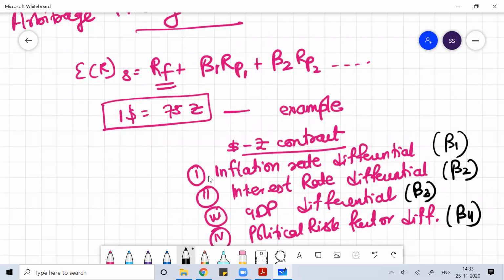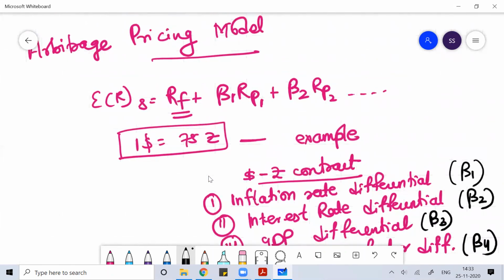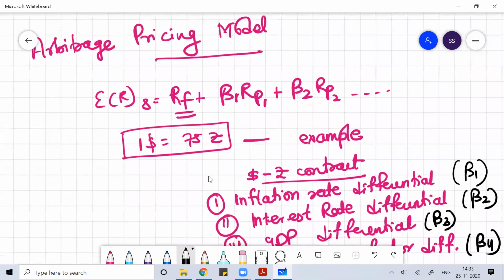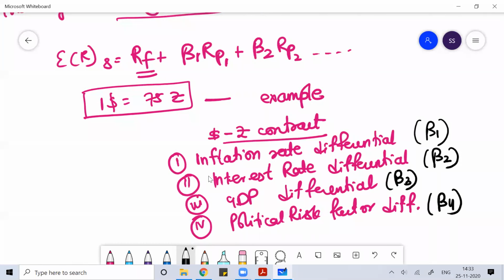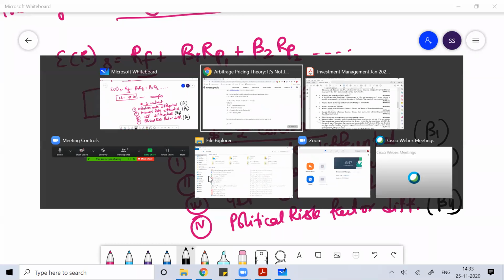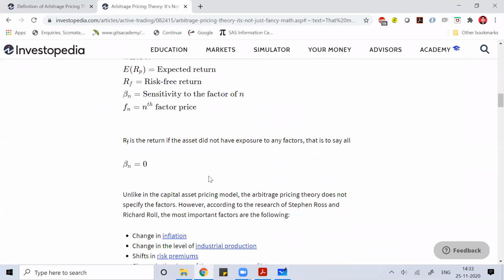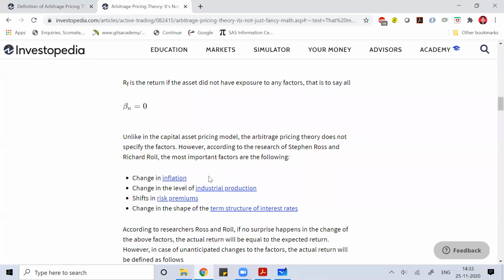So here we need to understand that the arbitrage pricing model, which was developed by Stephen Ross, can actually talk about the reality of the market, because we cannot put this interest rate differential or inflation rate differential or GDP deflator or political risk differential or trade barrier differentials or whatever different forms of risk, we cannot put all of them together into one factor. So that is what the arbitrage pricing model basically talks about.